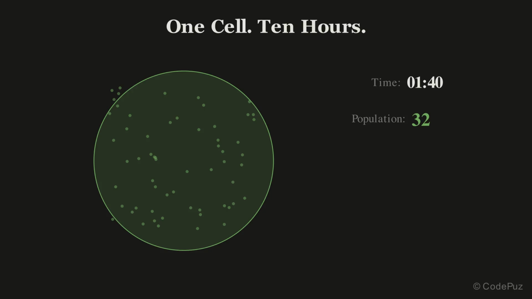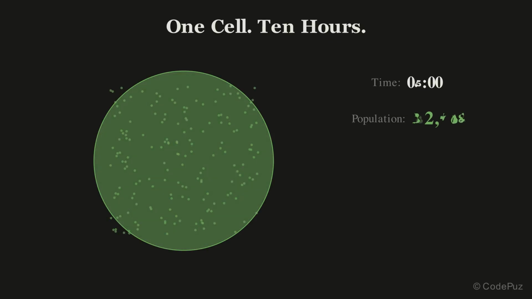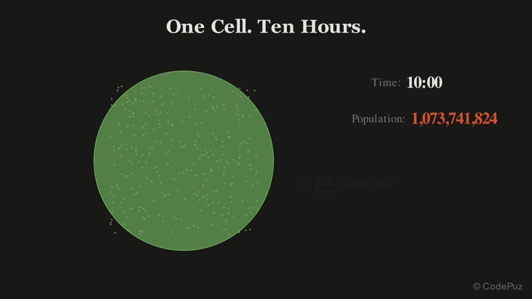Now the divisions accelerate. 64. 500. The dish begins to fill. 4,000. 32,000. 262,000. 2 million. 16 million. 134 million. 10 hours, 600 minutes. And we have over 1 billion cells. We wrote it as 2 to the 30, counting discrete doublings.